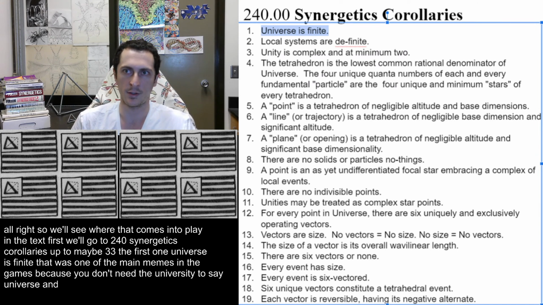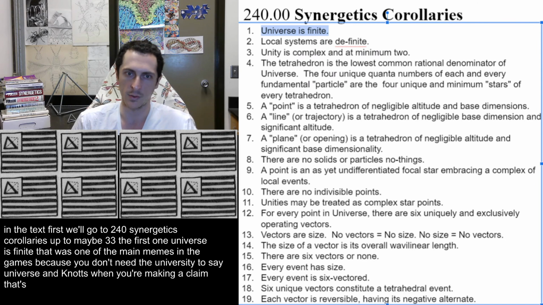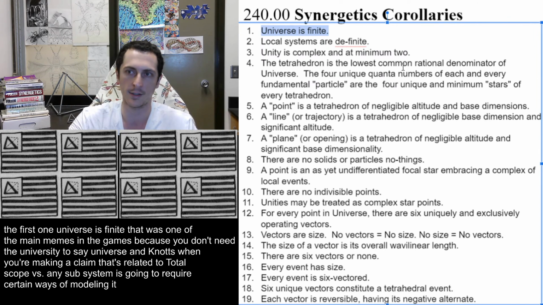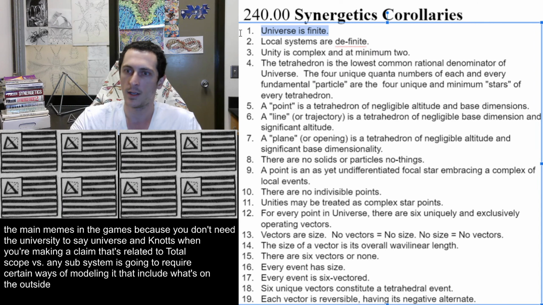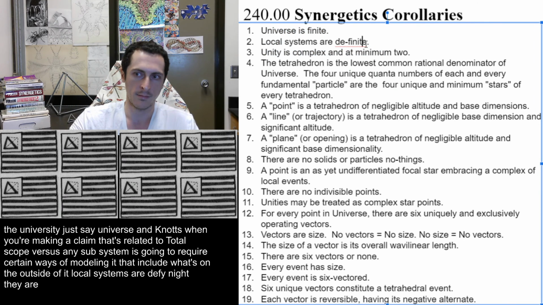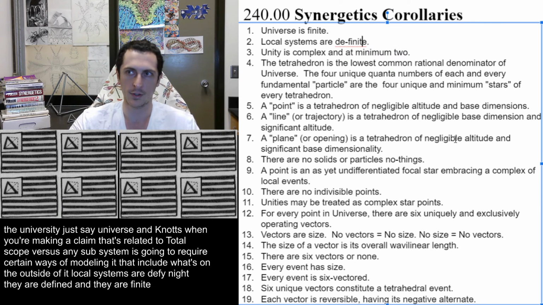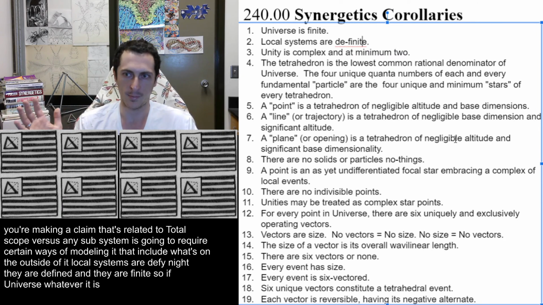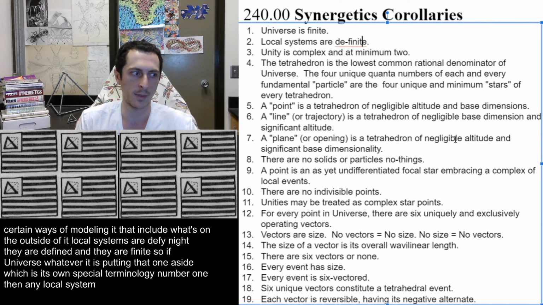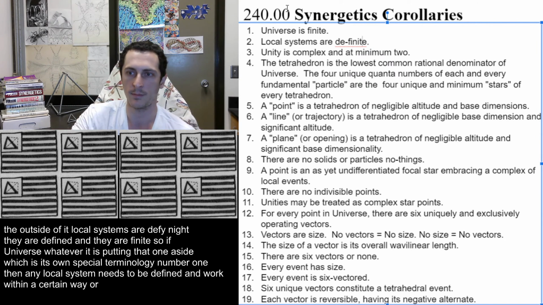that's when you're making a claim that's related to total scope, versus any subsystem, which is going to require certain ways of modeling it that include what's on the outside of it. Local systems are finite, they are defined, and they are finite. So if universe, whatever it is, putting that one aside, which is its own special terminology, number one, then any local system needs to be defined and worked with in a certain way, or at least could be.